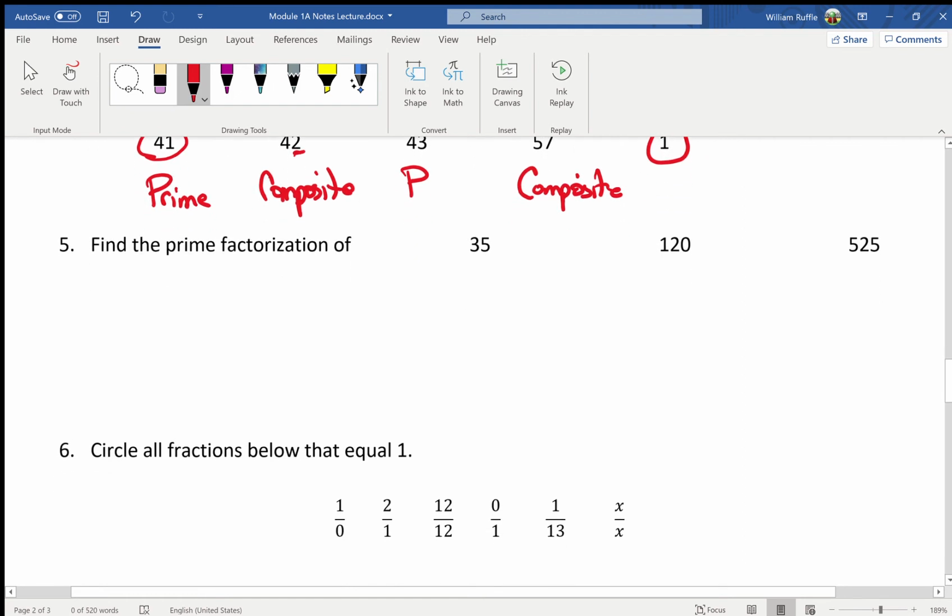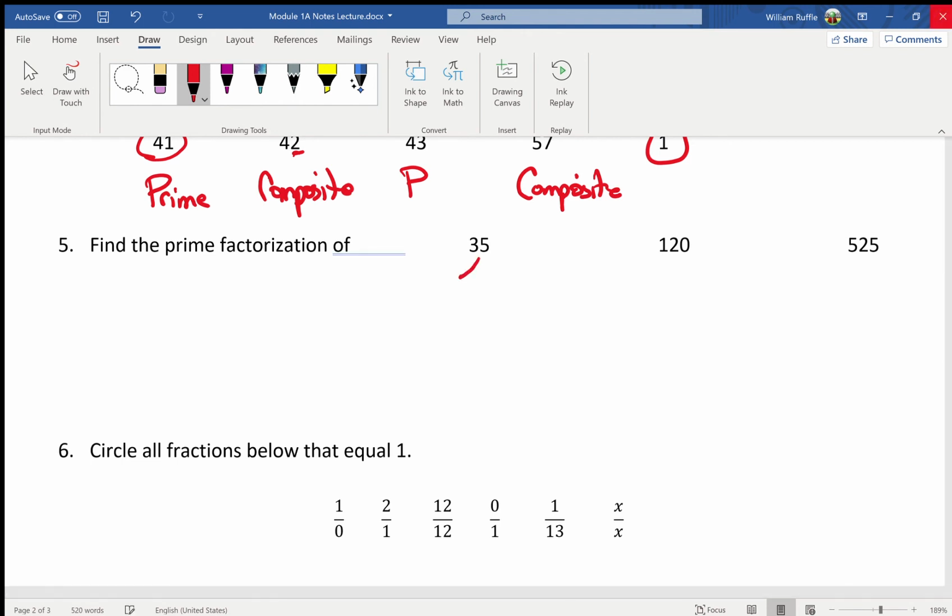So I'm going to do the prime factorizations here. I always like to do the factor tree, so I'm going to split this like this. What are the only factors of 35? 5 and 7. So 5 times 7 is 35. 5 and 7 are both prime numbers because only 1 and itself are factors. So really this is just 5 times 7. That's the prime factorization. Now 120.